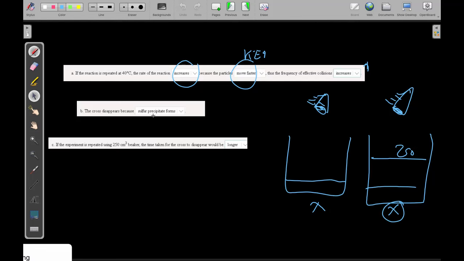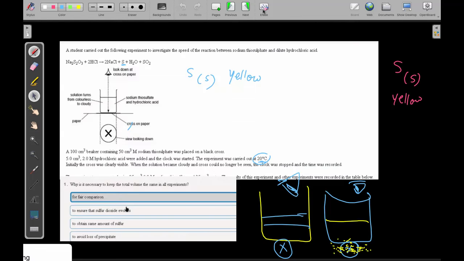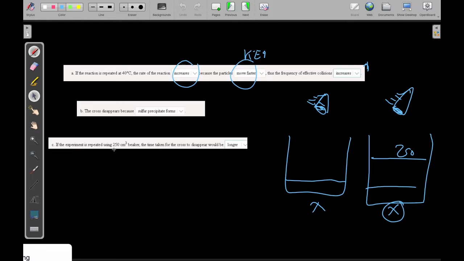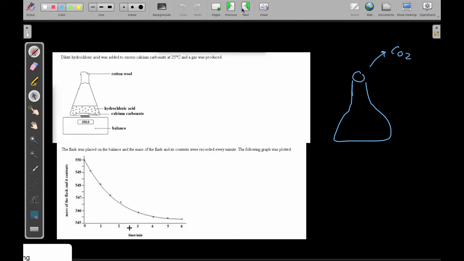The cross disappears because the sulfur precipitate has formed, and if the experiment is repeated using 250 centimeter cube, this means more volume. So if you have more volume, it will be more difficult to see the X, not because of the precipitate, but because of all this water here. So it will be more difficult. It will take longer to see the X disappear.